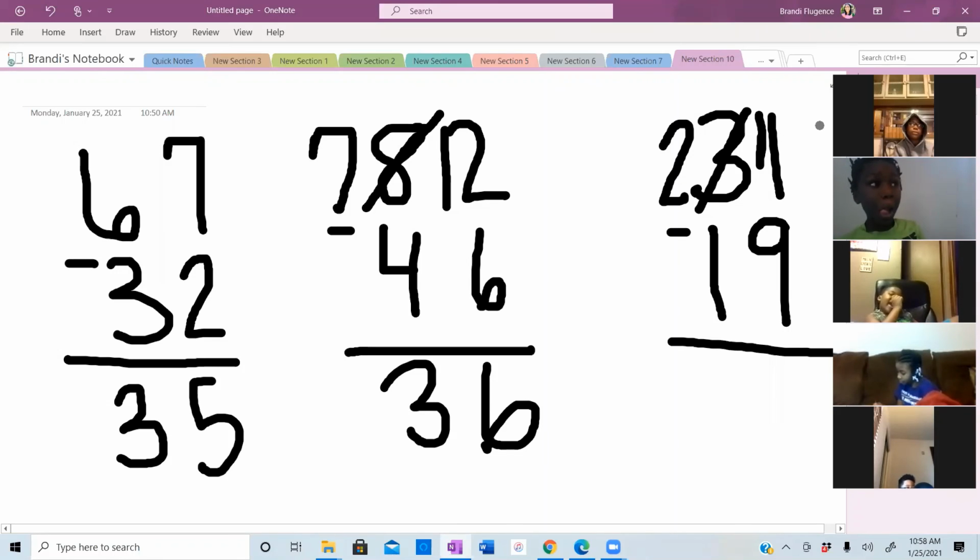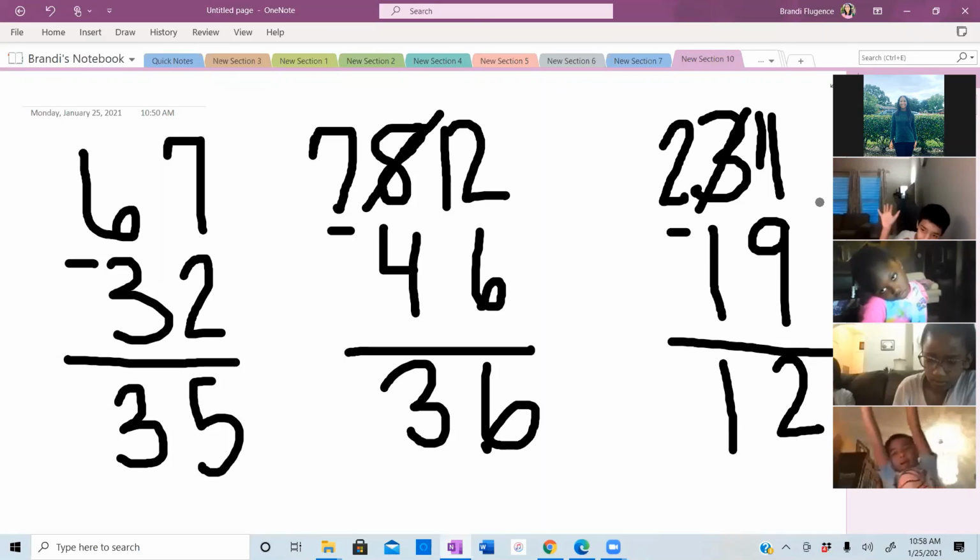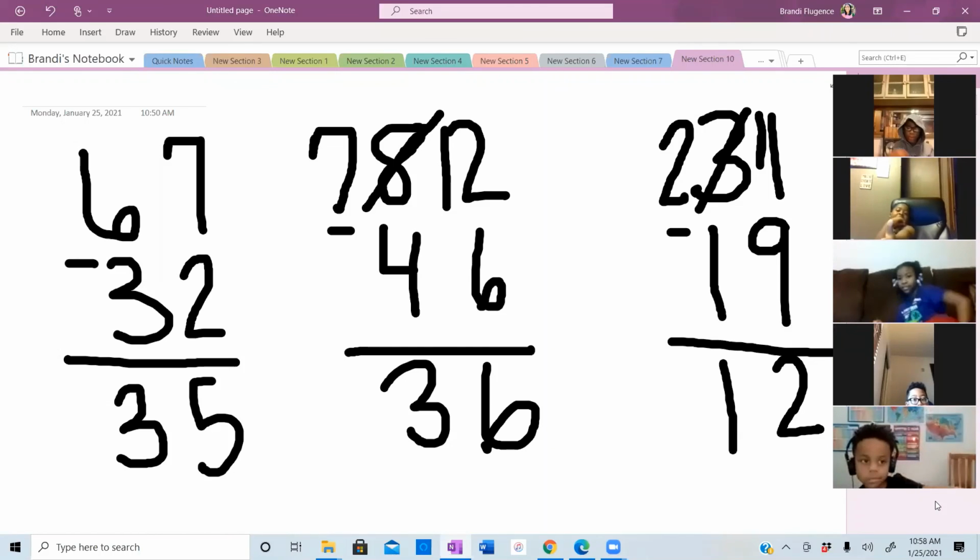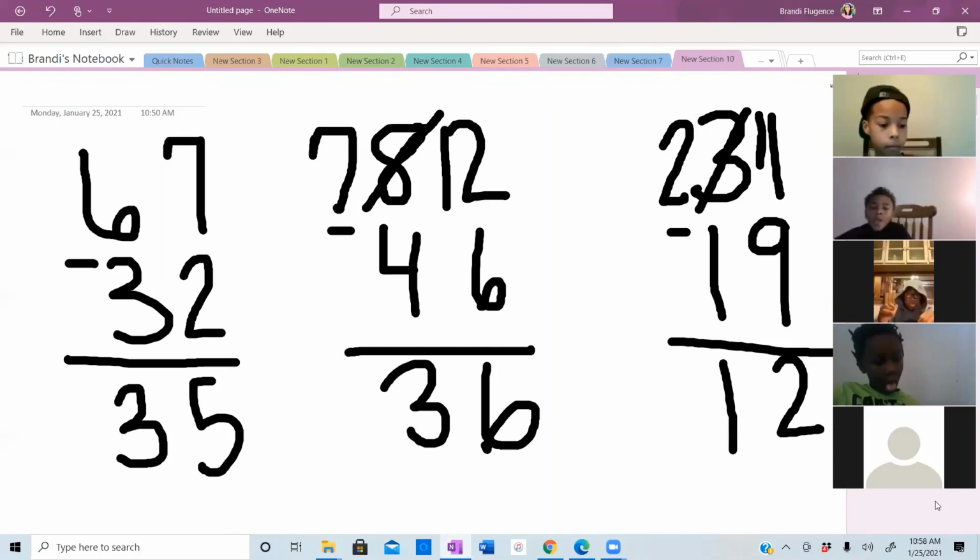Yes. All right, so what would I do? 11 minus 9 equals 2. Good. 2 minus 1 equals 1. Good. 12. That was a small number. Good. Thank you. Anyone had 12? Who had something different than 12? I had 12. Hopefully everybody had the correct answer.